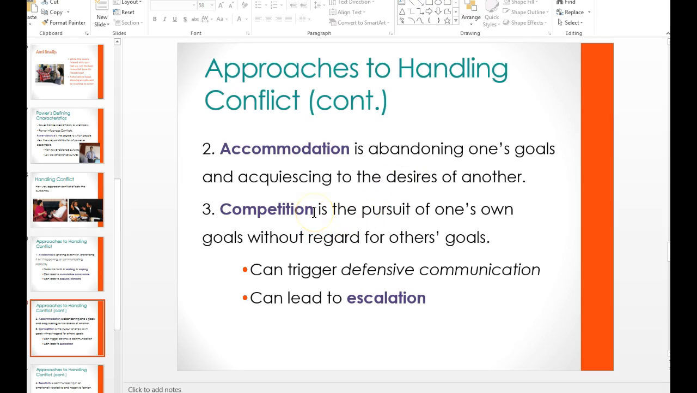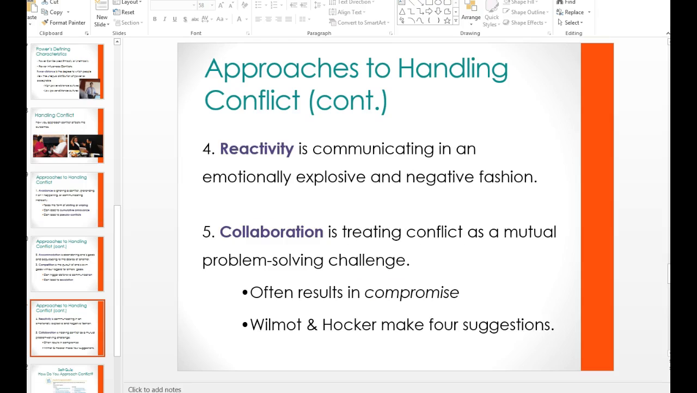Another way of handling conflict is competition. It's a pursuit of your own goal without regard for other goals. It's a very narcissistic approach. It can trigger defensive communication in others, and it can lead to escalation.